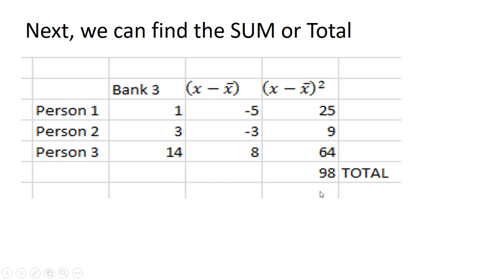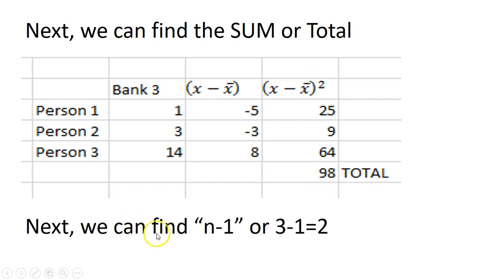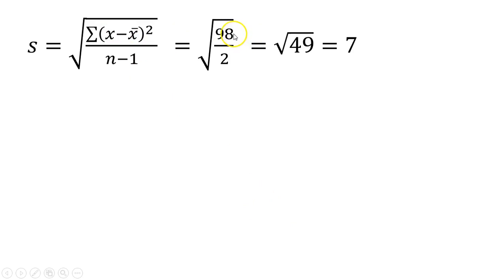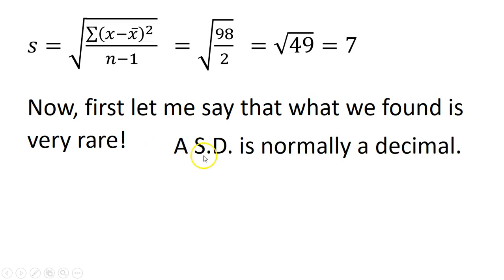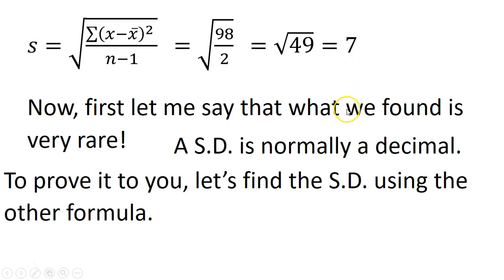There you go. I get 98, right? So next we can find n minus 1. Well, if there are 3 terms, subtract 1 is 2. So it's the 98 divided by 2, which is 49, and the square root of 49 is 7. So we found the standard deviation is 7. Now, let me say that what we found is very rare, all right? A standard deviation is normally a decimal. Yeah, you guys got to remember that. You are not getting nice, pretty answers in this course. Hardly ever, okay? It just happened to work out that way.